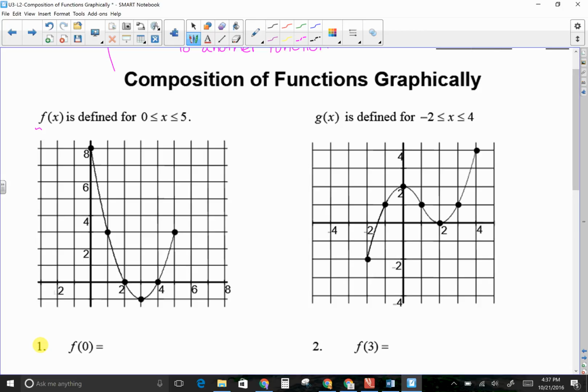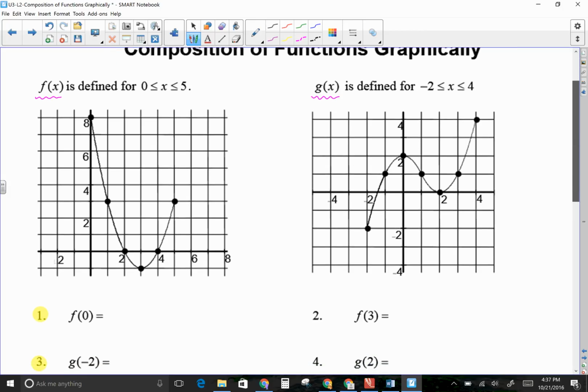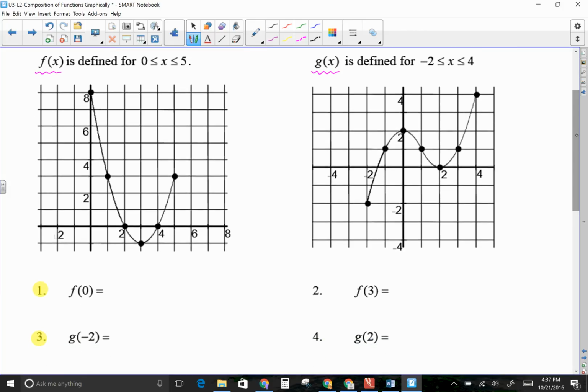So the first one that we have is f of x. It is defined for x values between 0 and 5. So our graph starts up here at (0, 8) and goes all the way to (5, 3). And over here we have g of x, and it is defined for x values between -2 and 4, from -2 here all the way along to x equal to 4 over here. So, to look at the first example, make sure you know how to actually read the graph.